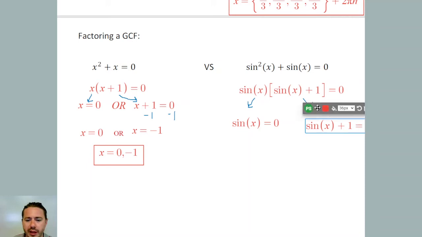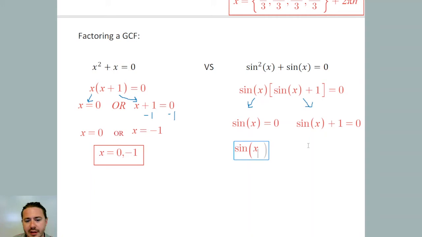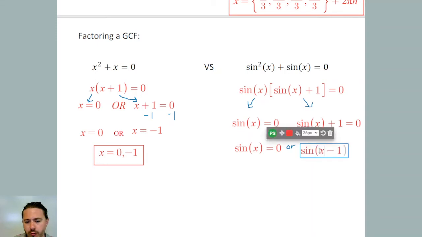which if we solve this, we need to subtract 1 from both sides. So we're going to get sine of x equals 0, or sine of x equals -1. So we are going to be looking for where sine is equal to 0 and where sine is equal to -1.